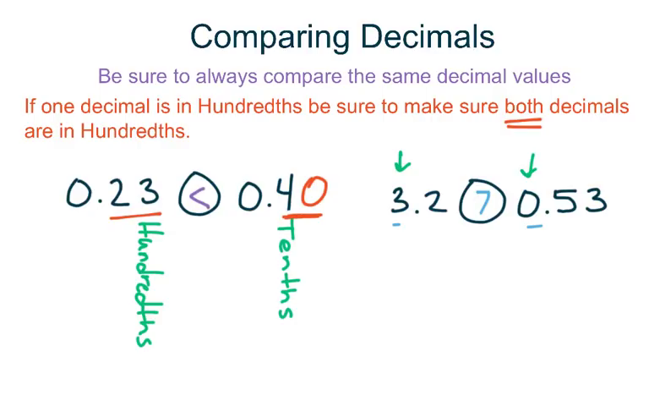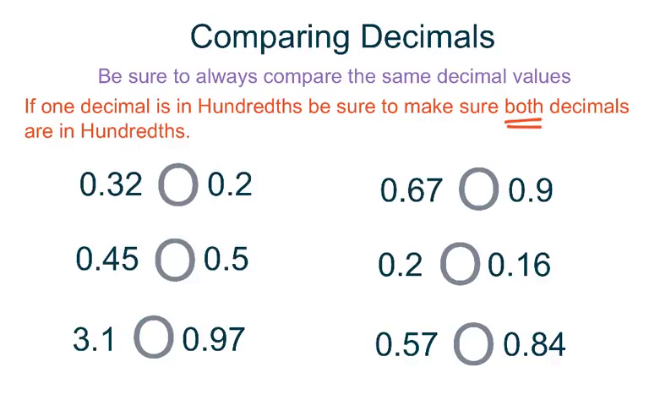Go ahead and give a few a try. Here we have 32 hundredths and 2 tenths. Now again, remember, it's really hard when we're comparing hundredths and tenths. So put that little extra step in to turn your decimal into hundredths, and then you can compare, because then we're sure that 32 is greater than 20.